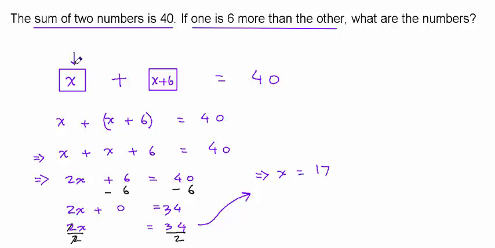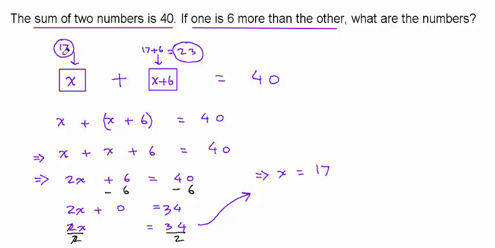So we got one of the two numbers, that's 17, and the other one, being 6 more than that, is 17 plus 6, which is 23. If you add up 17 and 23, obviously you get 40. And that's actually a cool way to check that the answer that you got is right.